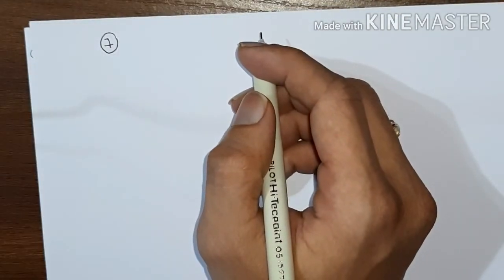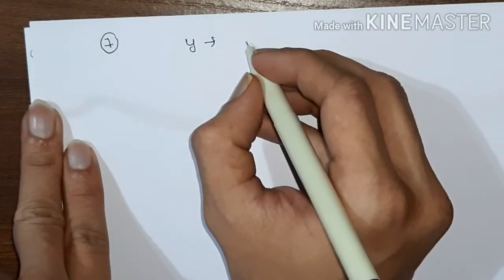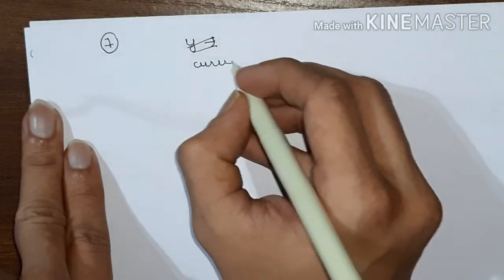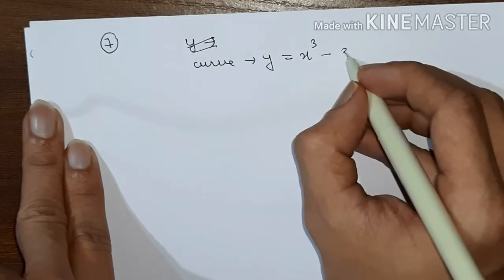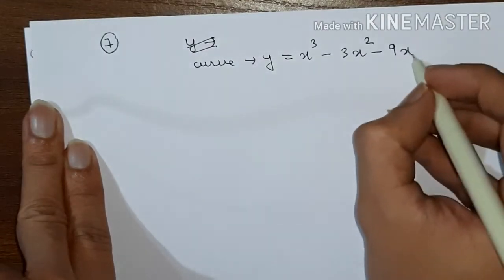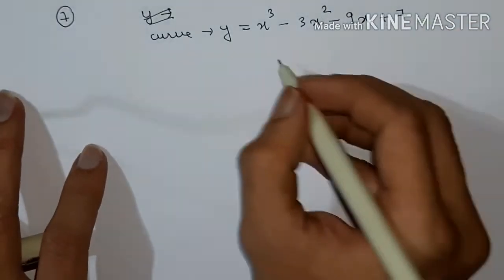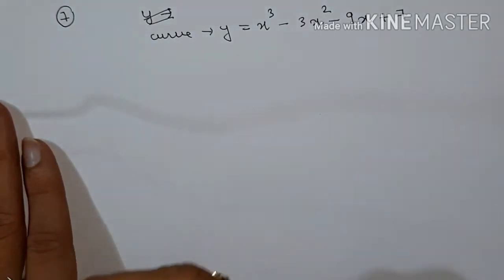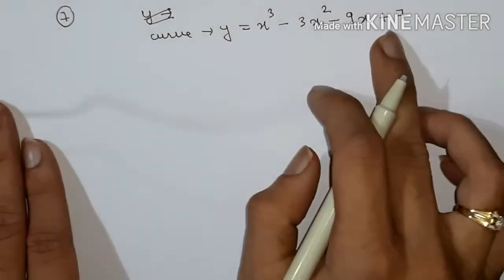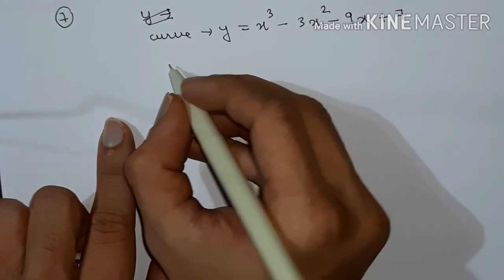We have to find points at which the tangent to the curve which is given is parallel to the x axis. So the curve given is y equal to x cube minus 3x square minus 9x plus 7. This is the curve which is given to you. Now you have to find the points at which the tangent, so first we have to find the tangent to this curve.